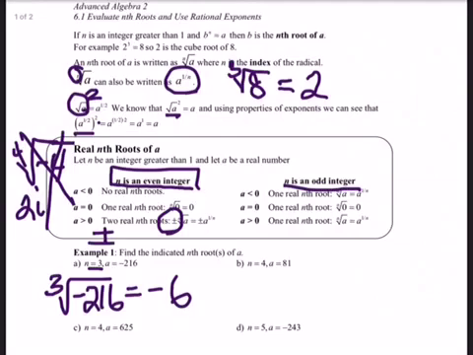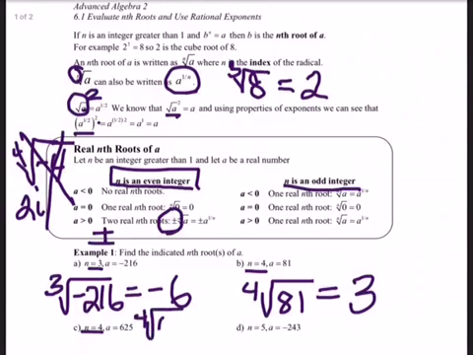Okay, let's do 2 more. All right, so this one is the fourth root of 81. That means what times itself 4 times gives me 81. And that's 3. Last but not least, I've got the fourth root of 625. So what times itself 4 times gives me 625? That's 5.